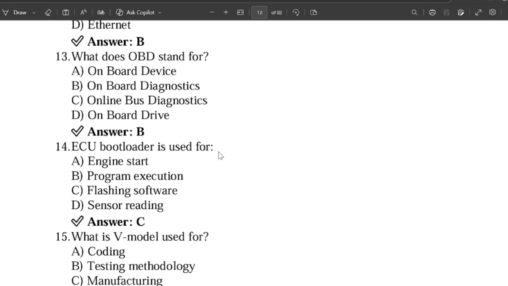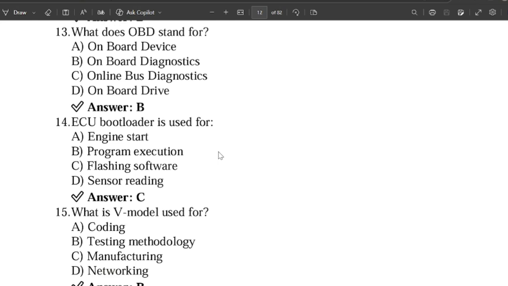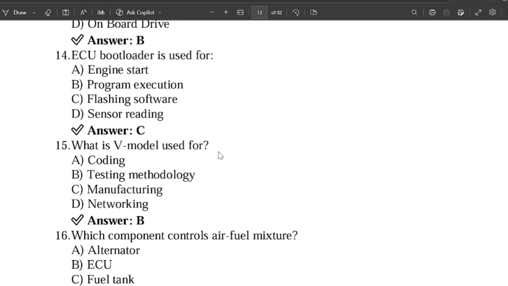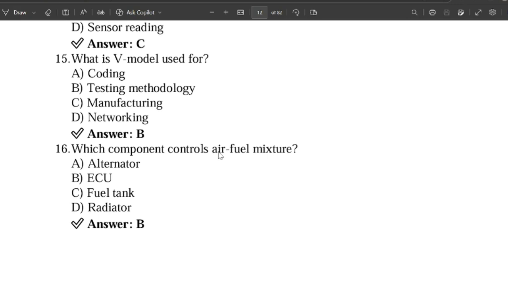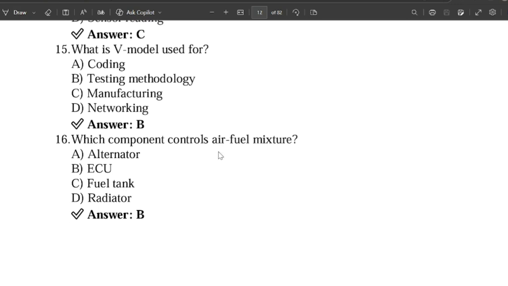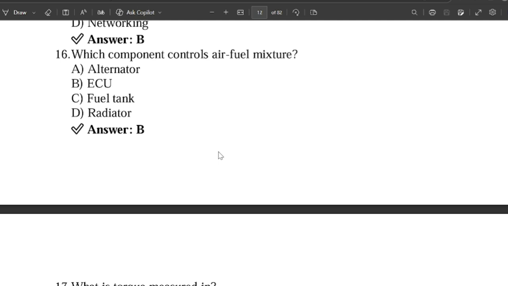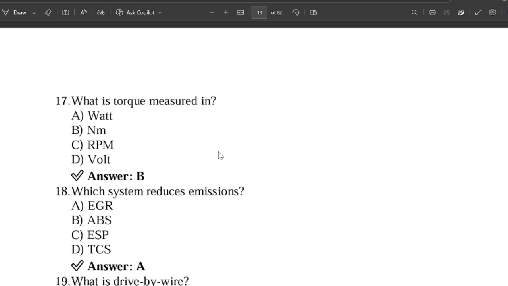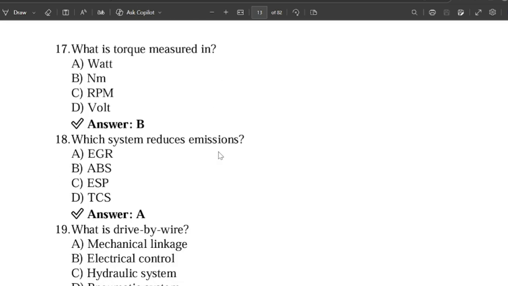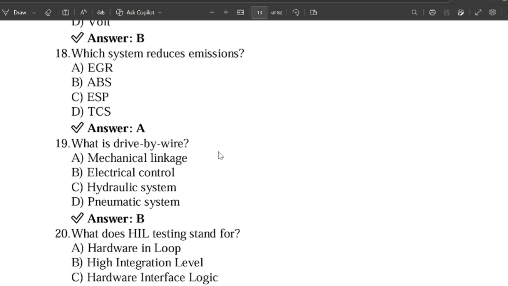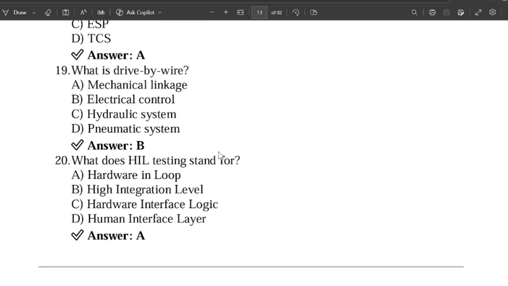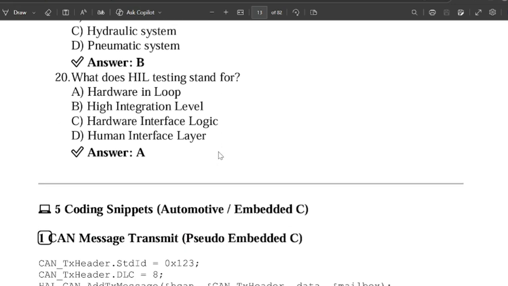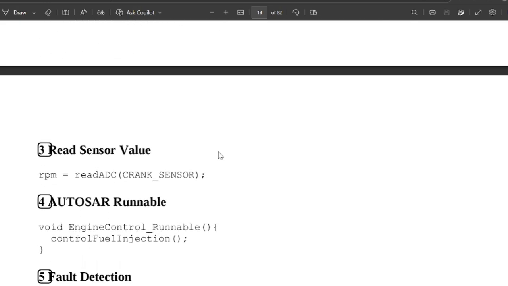Which protocol is low cost and low speed? LIN. What does OBD stand for? Onboard Diagnostics. Bootloader is used for flashing software. What is V model used for? Testing methodology. Which component controls air-fuel mixture? ECU. Torque is measured in Nm. Which system reduces emissions? EGR. What is drive-by-wire? Electrical control. What does HIL testing stand for? Hardware in loop. And the coding snippets.